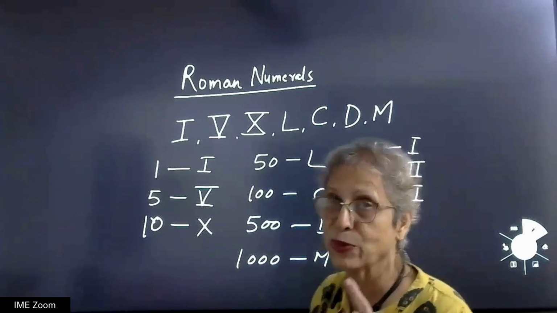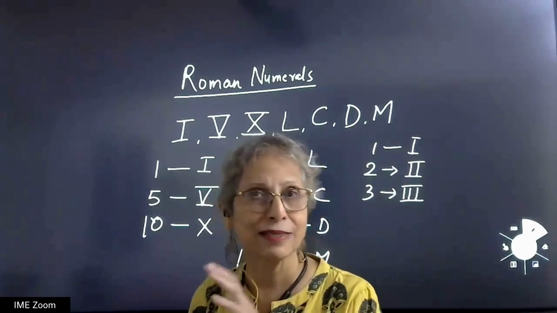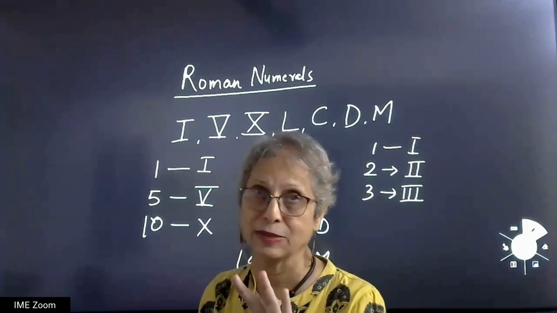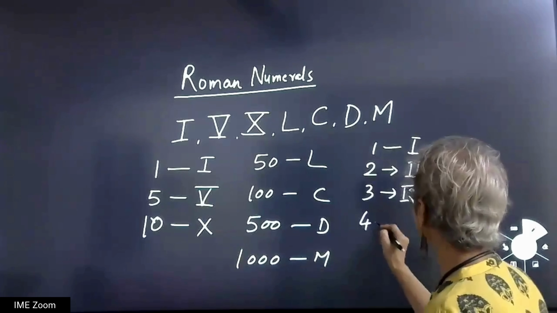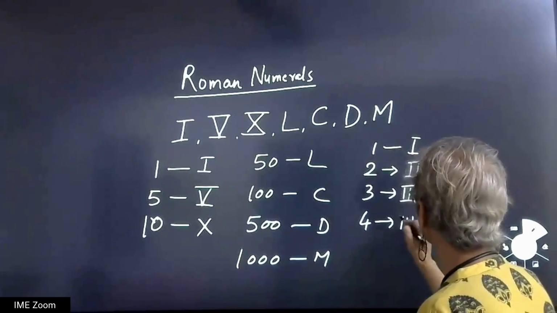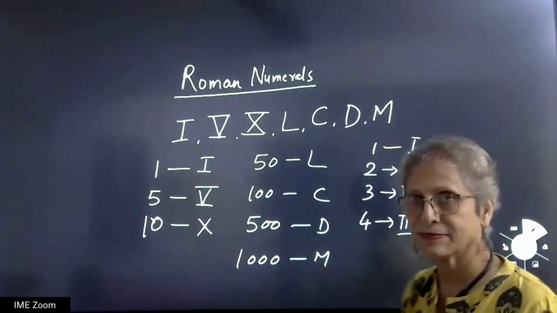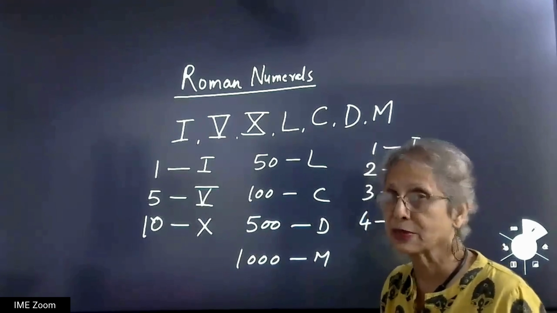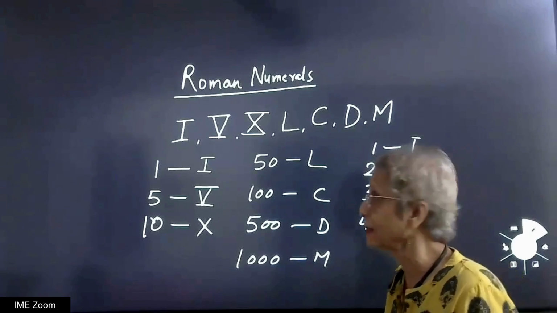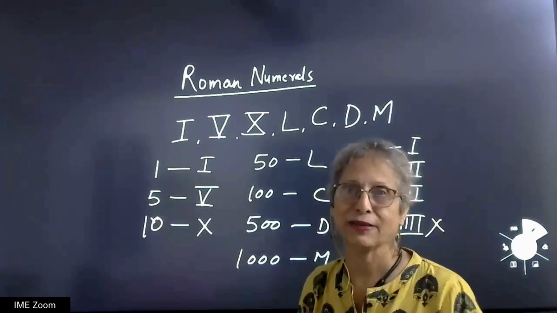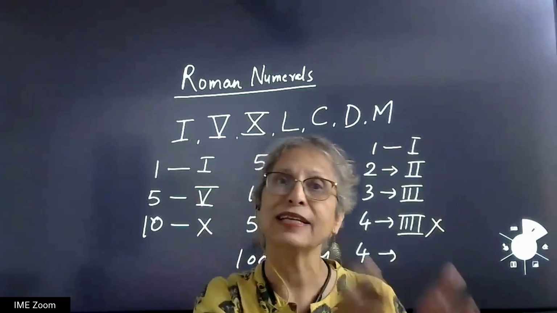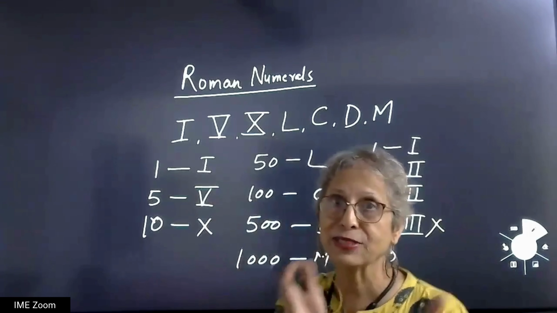Now one important thing is that no letter is written more than 3 times. Maximum you can use 3 times. I cannot write 4 as IIII. This is wrong. It cannot be written 4 times. Then what's the method? 5 is there. For 4, what we write is 1 less than 5, and this less is written on the left side of V.